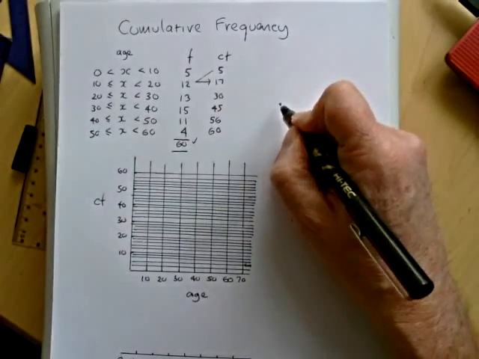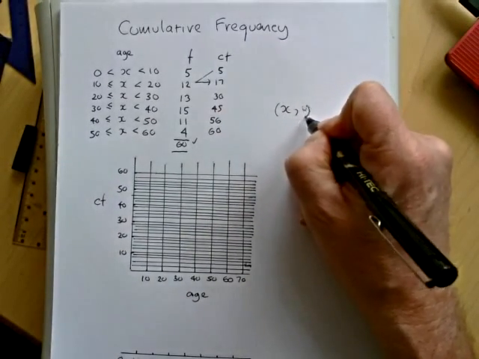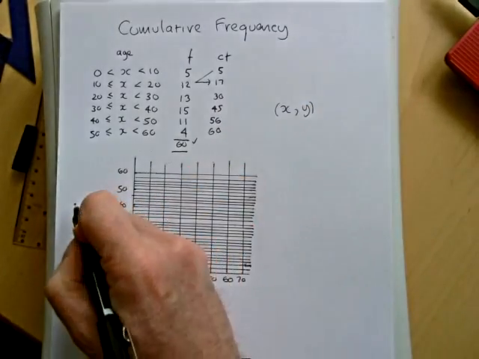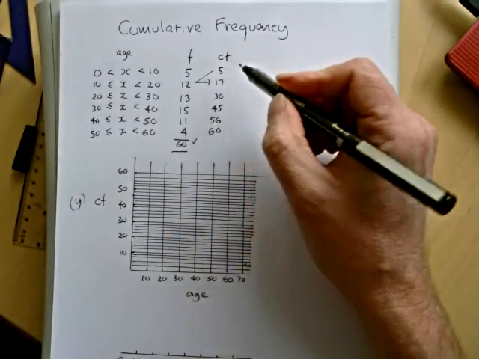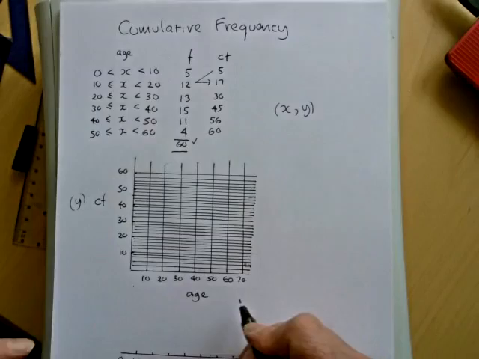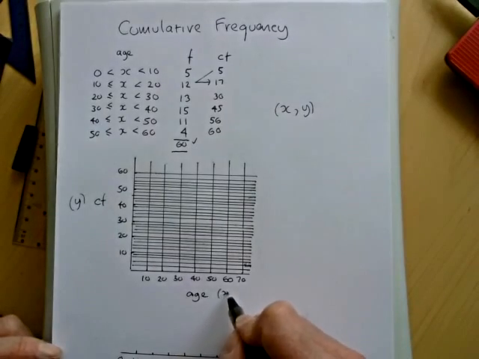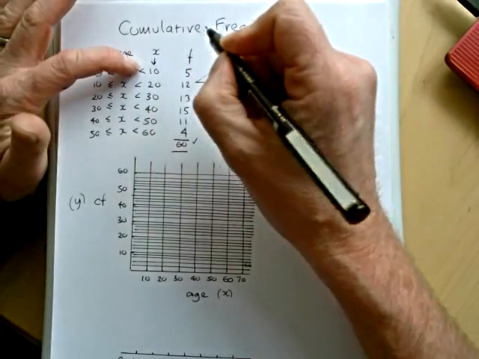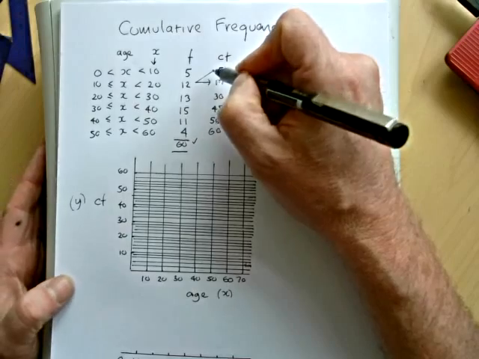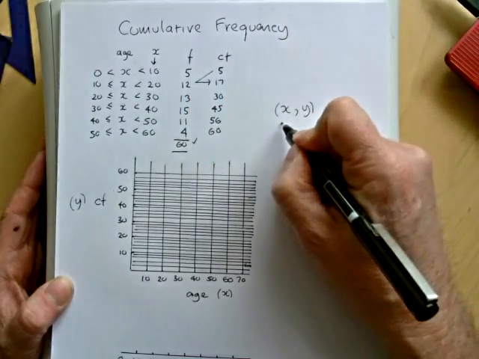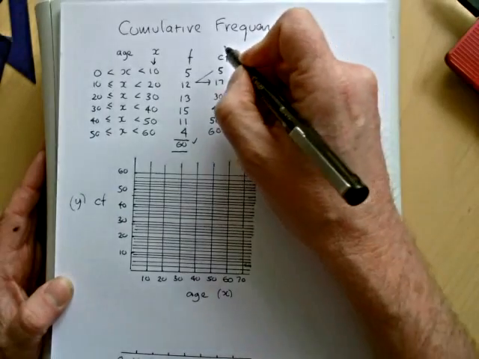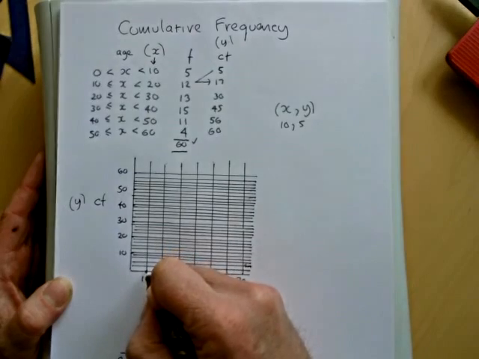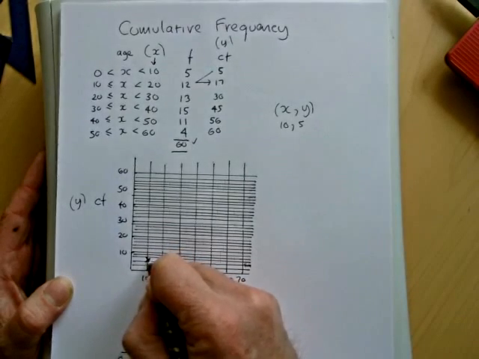And when we plot coordinates, always think of plotting coordinates as x against y. Your cumulative frequency is on the vertical axis, so that's like your y-score, and your age is on the x-axis, so that's our x-score. So we've got to plot the end of the interval, because what we're saying is that there were 5 people aged up to the age of 10. So our first point we plot is 10, 5. So there's your x and there's your y.